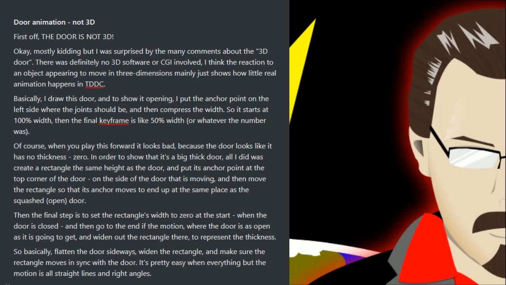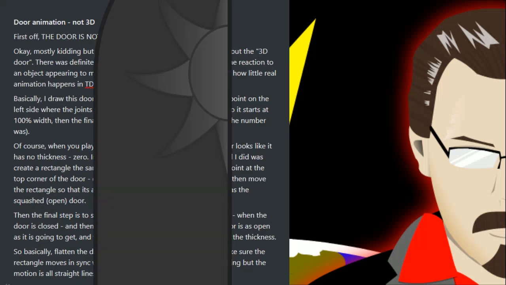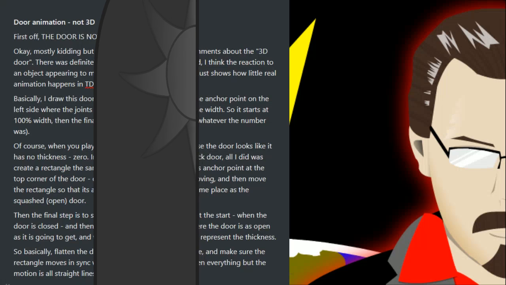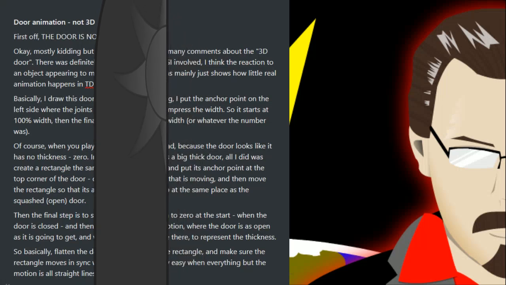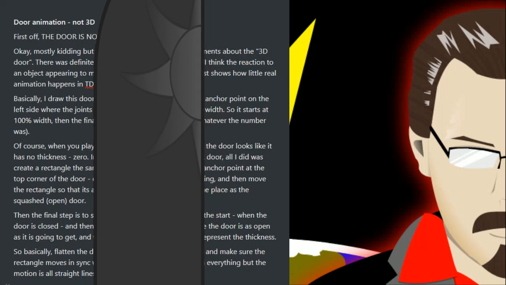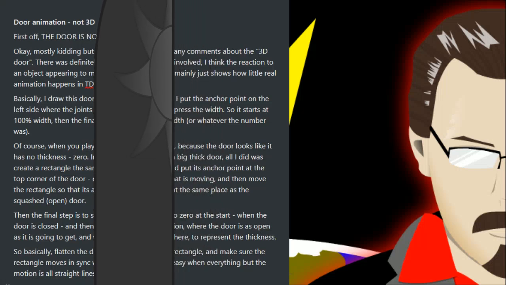happens in TDDC. Basically, I draw this door, and to show it opening, I put the anchor point on the left side where the joints should be, then compress the width. So it starts at 100% width, and the final keyframe is like 50% width, or whatever the number was. Of course, when you play this forward, it looks bad, because the door looks like it has no thickness.